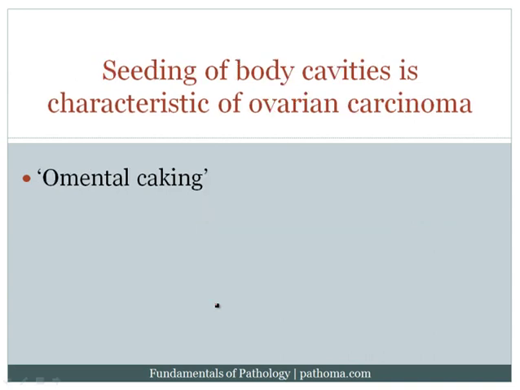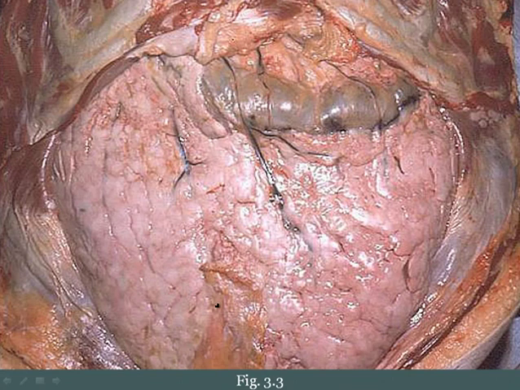Now, a third way by which cancer can spread is by seeding body cavities, and that's characteristic of ovarian carcinoma. Ovarian carcinoma has the propensity to seed body cavities. It often involves the omentum of the abdomen, and so a classic picture that can arise is something like this, where we can clearly see that we're in the abdomen. This is a loop of bowel, and this is cancer that has completely replaced the omentum.